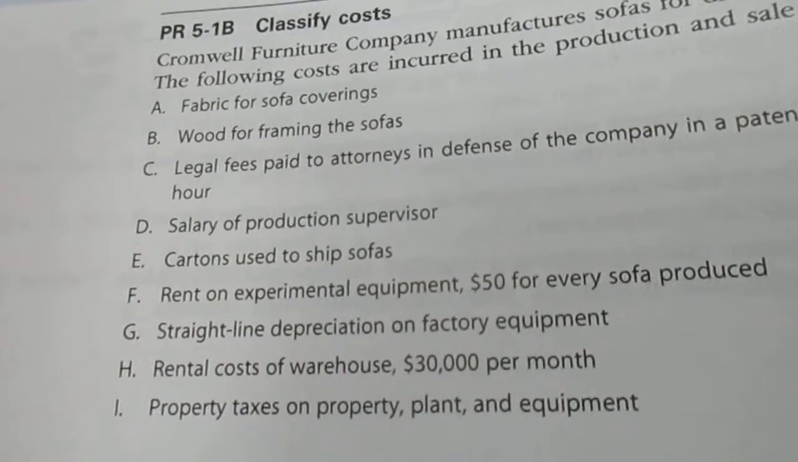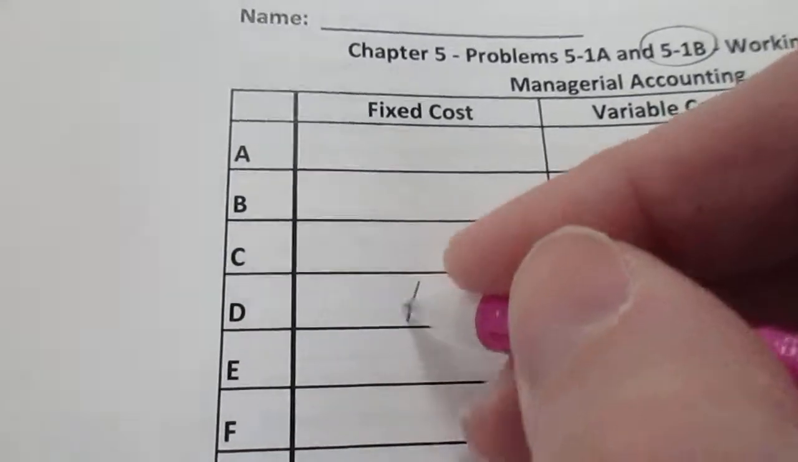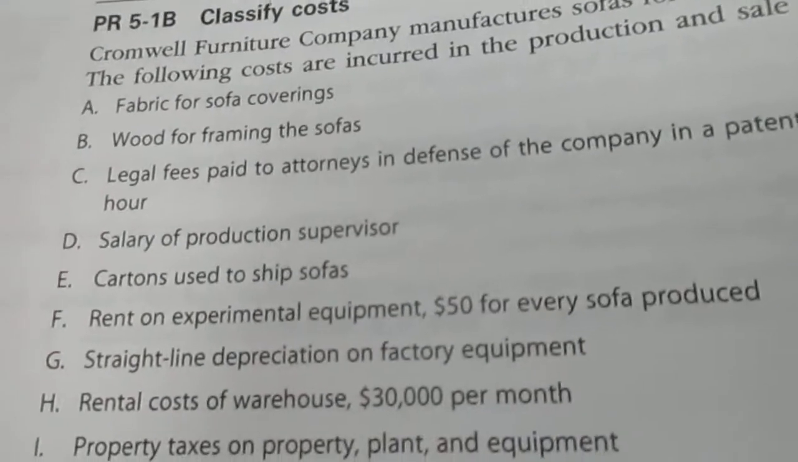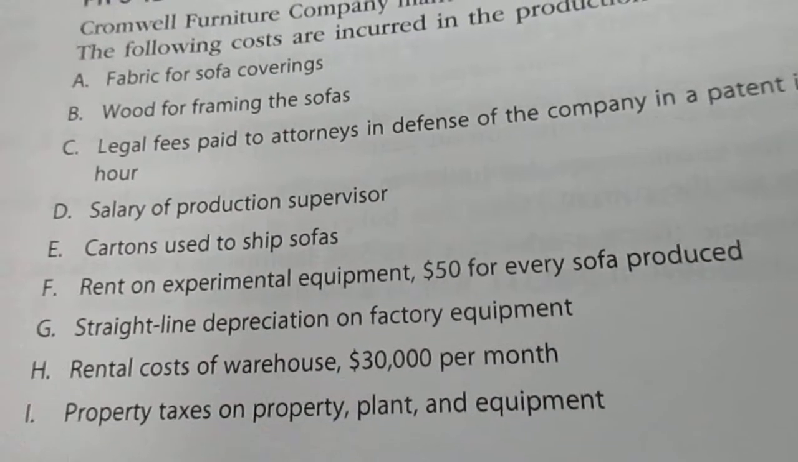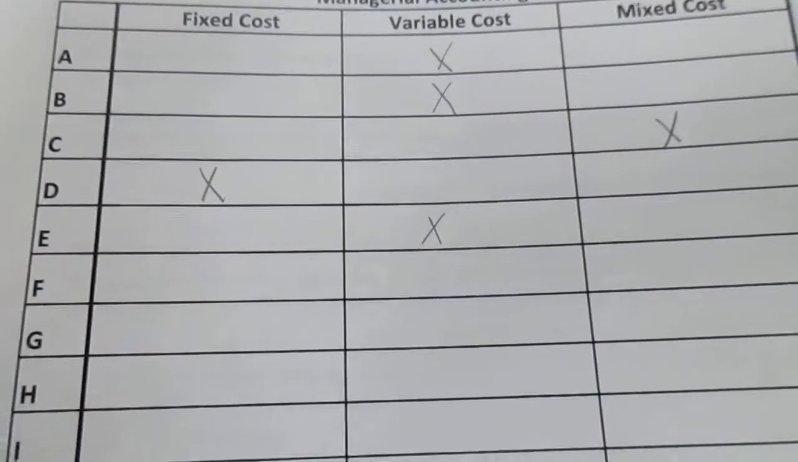Letter D, the salary of our production supervisor. Okay, letter D is going to be a fixed cost. Their salary doesn't change based on how many things we create. Letter E, the cartons used to ship the sofas. Again, it all depends on how many sofas we create. So that's going to be a variable cost.